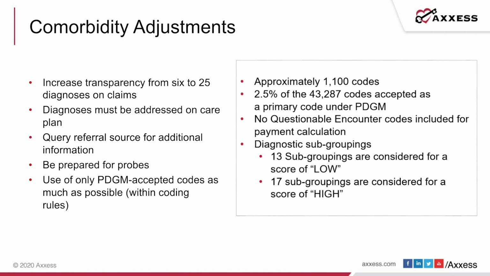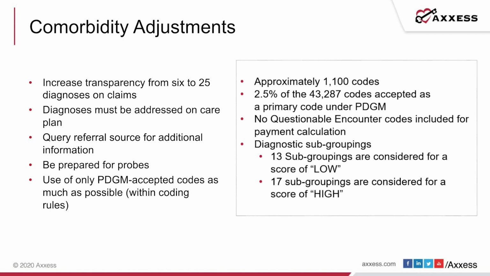You want to make sure you're querying the referral source for additional information. Be prepared for probes, because we know with this increased transparency and with the change to a different payment system, anything that changes payment, we know that usually within, say, 6 months to a year, around that area of time, we begin to get probes to make sure we're being compliant. So be prepared for that. You want to make sure what you're doing is accurate. And make sure that you use only PDGM accepted codes as much as possible within those coding rules.